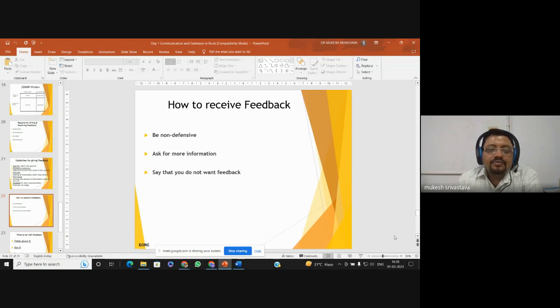Say that you do not want feedback. Yes, wherever you feel that you are being offensive, the simple thing you can do is say that you do not want any kind of feedback about your information sharing. If you say that, there will be no scope of being defensive or non-defensive on that particular aspect. So it's a good gesture to give the information right away that there is no need to give any kind of feedback for that particular thing.